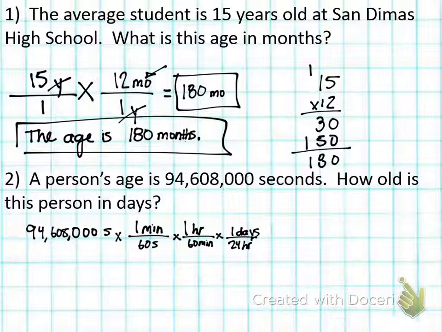Now, it looks like a lot of work here, but we could work this out. Okay, so the first thing you want to do is make the original number a fraction. And we could cross out terms that could cancel between numerators and denominators. So seconds cross out, minutes cross out, hours cross out, and we're left with days here. Okay, so the numerator we can multiply across. So we have 94,608,000 times 1 times 1 times 1. So in my numerator I got 94,608,000.